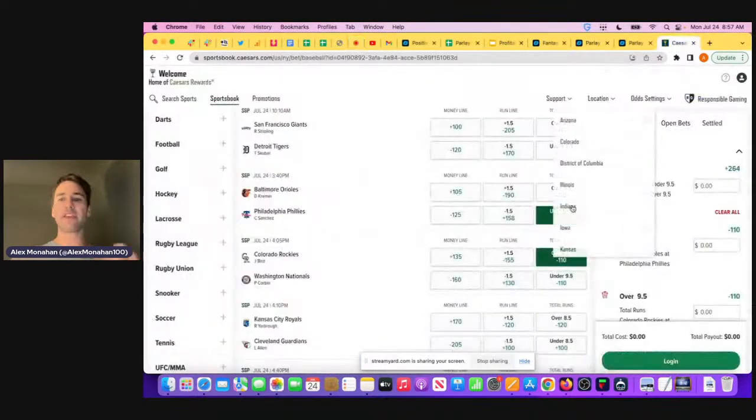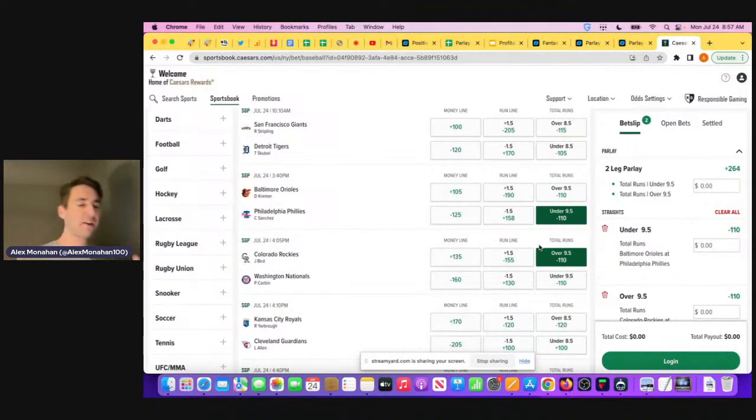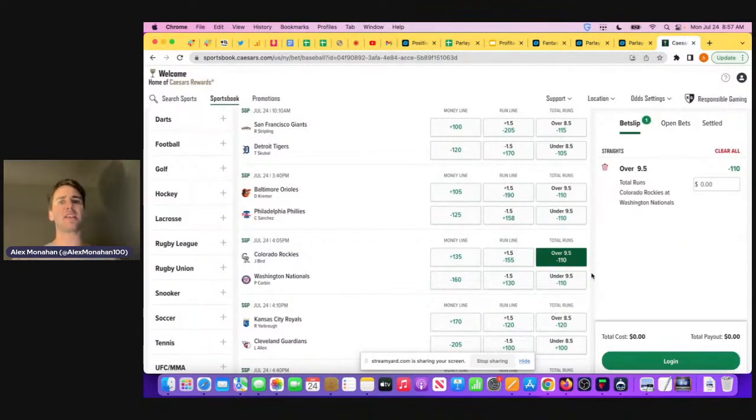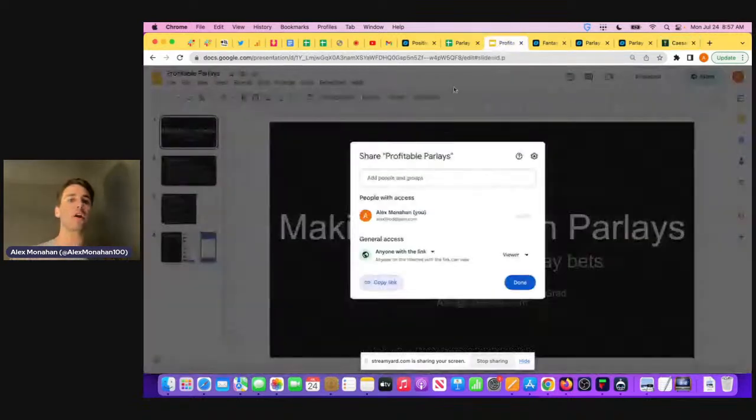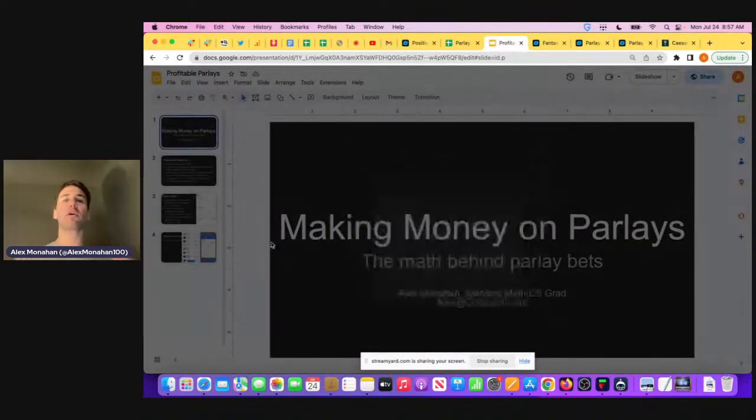Parlays are obviously a very common type of bet. And a question comes up like, should I be betting on straight bets? If I'm really confident the Rockies Nationals game is going to go over 9.5 runs, should I include it in a parlay? How do parlays work? How does the math behind parlays work?